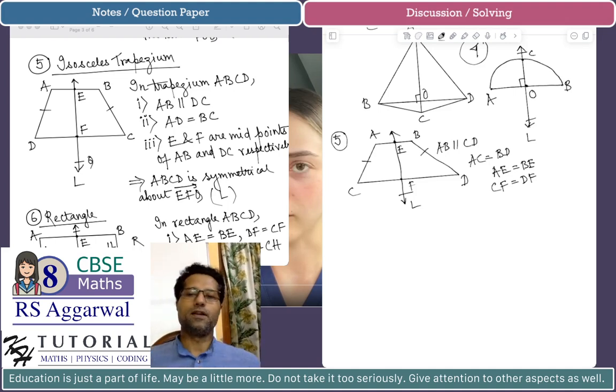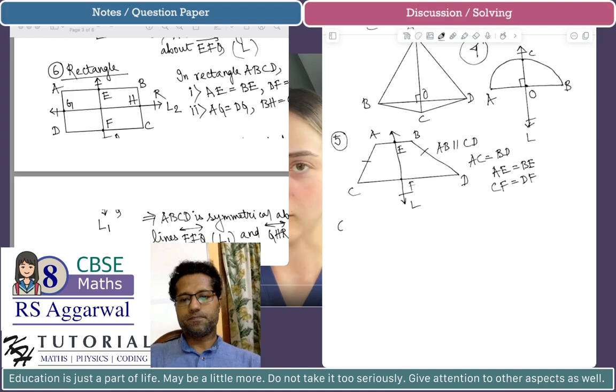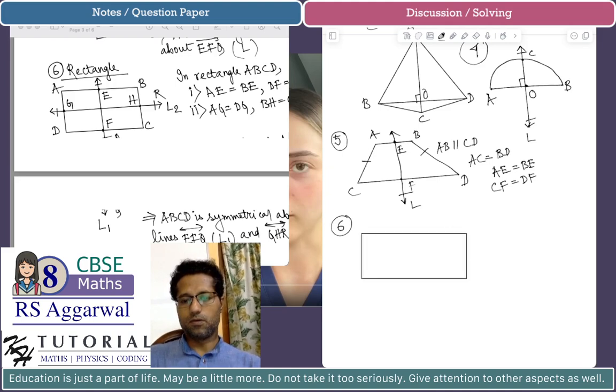There is only one line of symmetry. Okay. Rectangle. A rectangle, as you know. So let's say, how do we draw a rectangle? Let's say if I can draw properly a rectangle or not. Okay. So let's say if this is a rectangle.